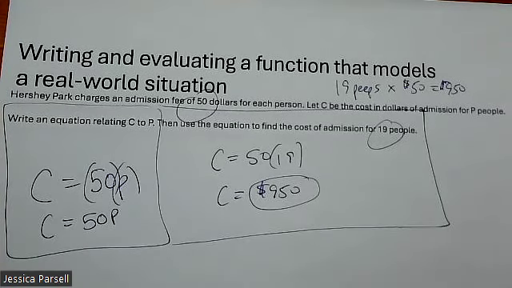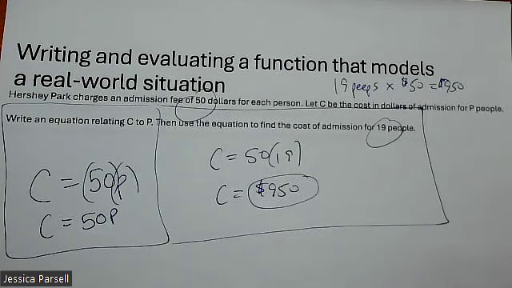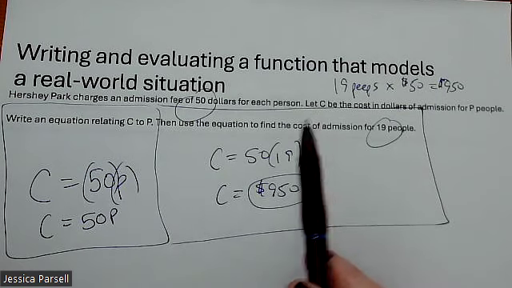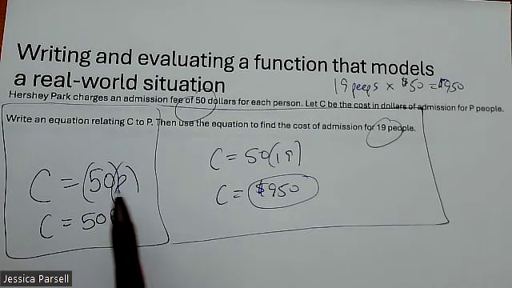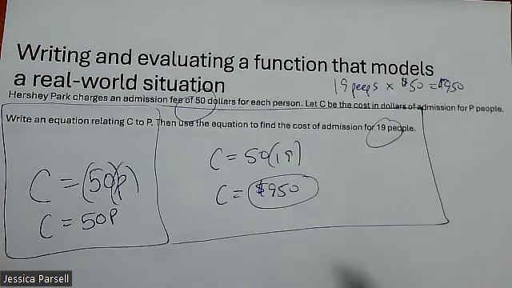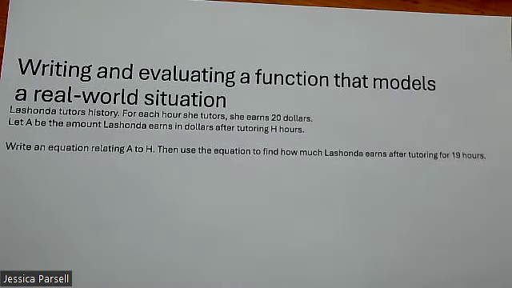So don't get caught up in these word or story problems. Just pretend this is you and you've got a busload of people, 19 people, and it's going to cost you $50 to get each one of them in. How would you do that mathematically? Figure that out and then think about if they're saying C is the cost in dollars, then it's going to be equal to $50 times every person that you take with you. So don't overthink these. Okay, the last one for this video, LaShonda tutors history.